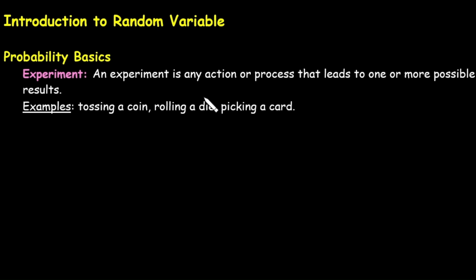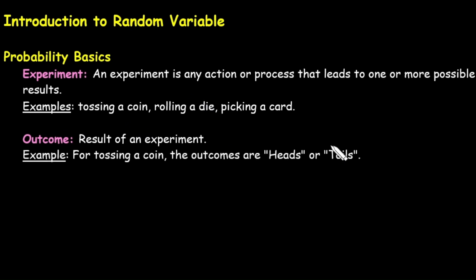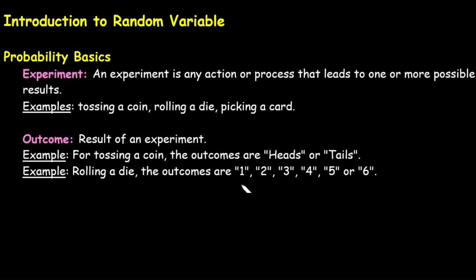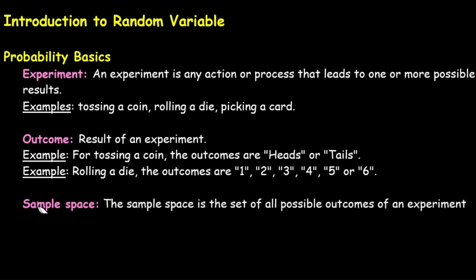So whenever we are performing any experiment, we are getting possible results, and those possible results are called an outcome. Like in tossing of a coin, the outcomes are head or tail. And in rolling of a dice, the outcomes are 1, 2, 3, 4, 5 or 6. Now when we collect all these outcomes in one set, that is called a sample space. So sample space is the set of all possible outcomes of an experiment.